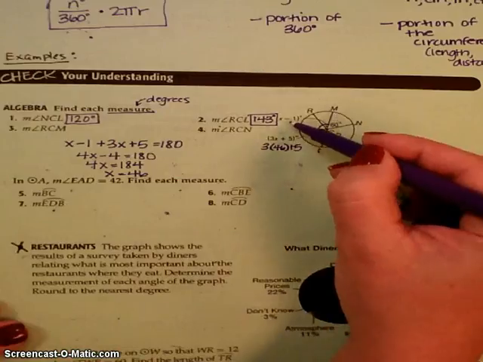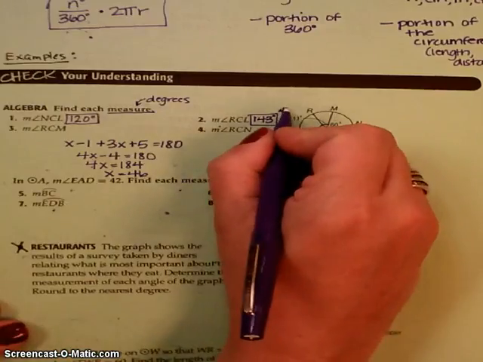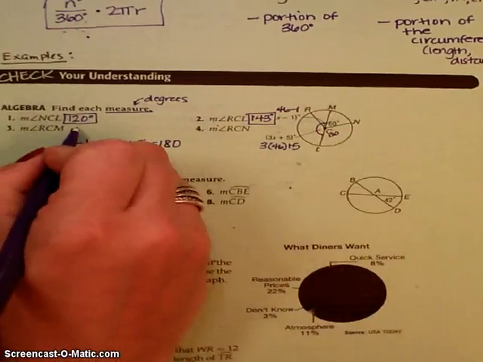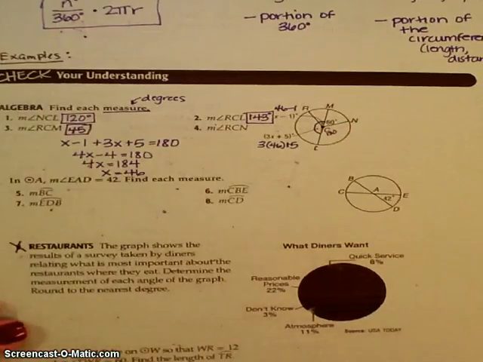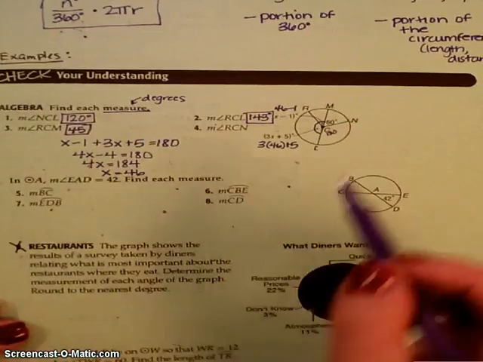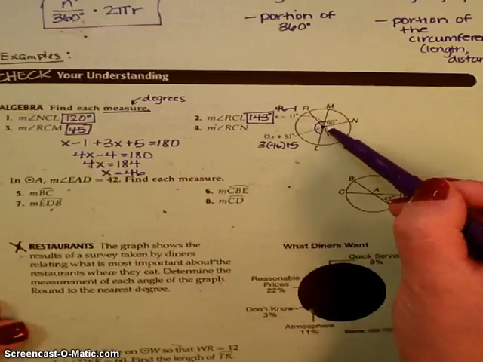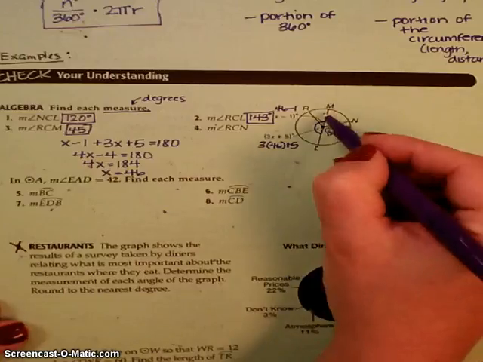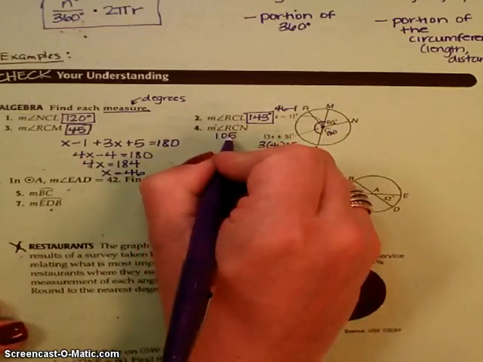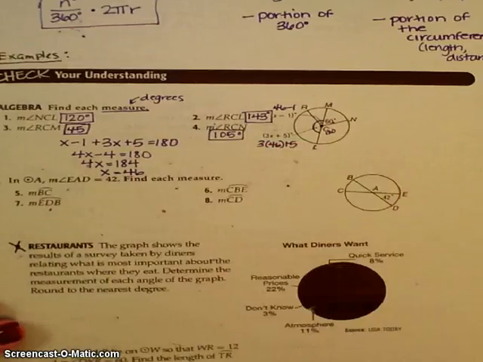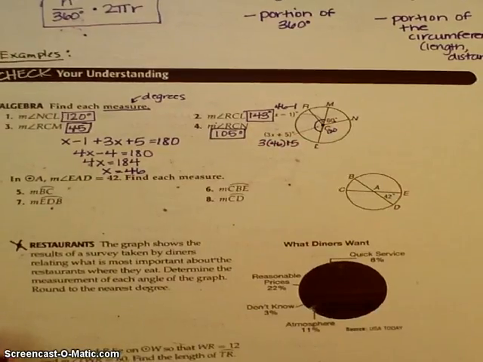Okay, how about RCM? RCM. Well, that's this one right here. So if we take 46 minus 1, it looks like that one is going to be 45. And then finally, RCN. RCN. Well, this is 60. We just found this one is 45, so it looks like this is 105. Okay, so you will see some angle work here with semicircles and such, and different central angles.